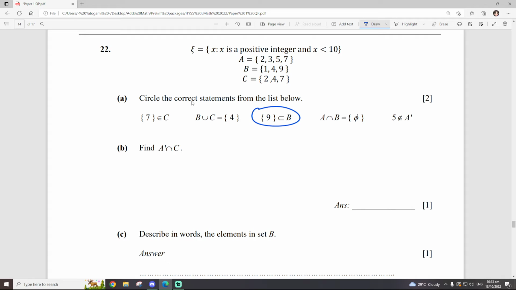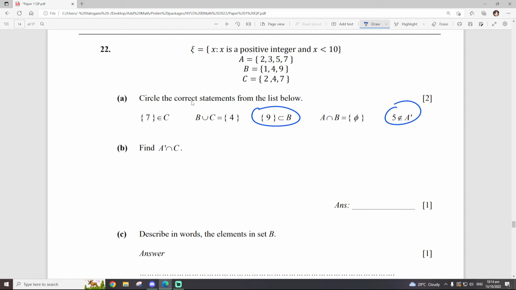A intersect B is this. A intersect B, there are no elements common to A and B, which makes it the null set. However, this is actually the set that contains the null set, not specifically the null set. A set that contains the null set is not a null set. So this is not true. 5 is not an element of the complement of A. Well, 5 is an element of A itself, so this must be true.